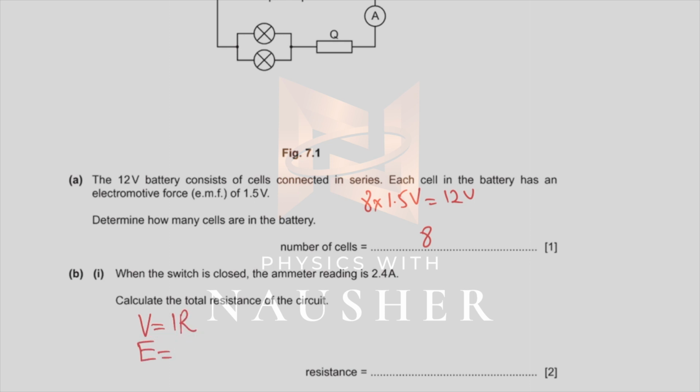Everybody knows the formula is V = IR, but there is another formula also, which is EMF = I_total × R_total. Remember, whenever you write EMF, that is I_total × R_total. So I am repeating this point.